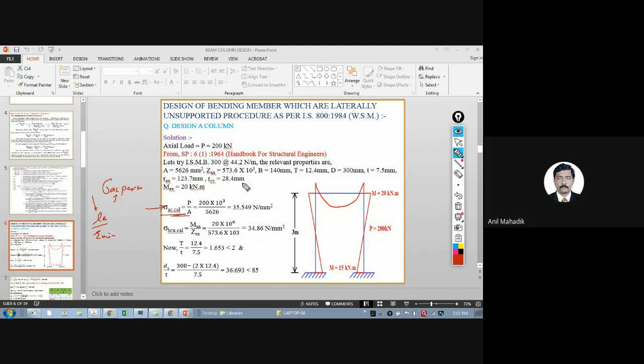Yes, sir. Where do we get these values? So what will be the L effective for this?